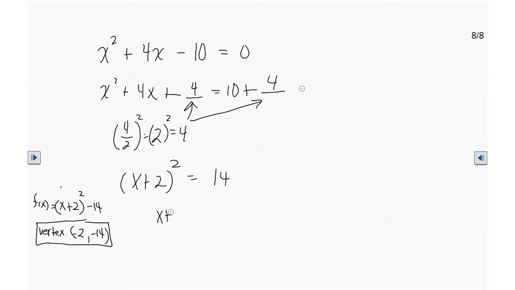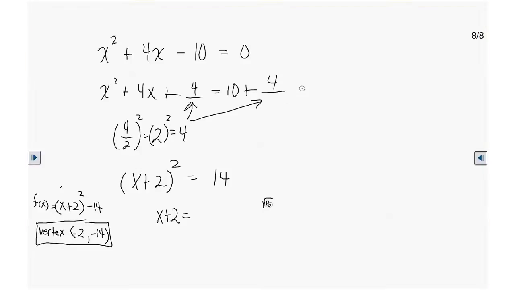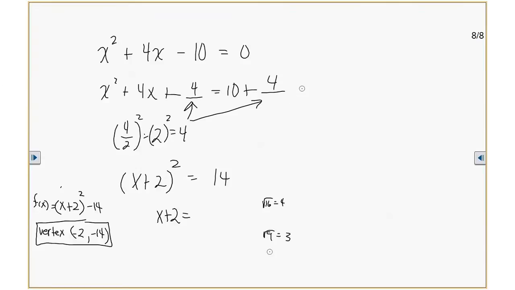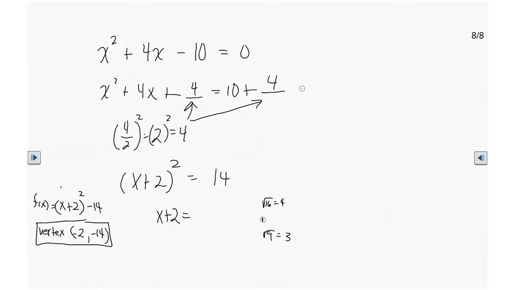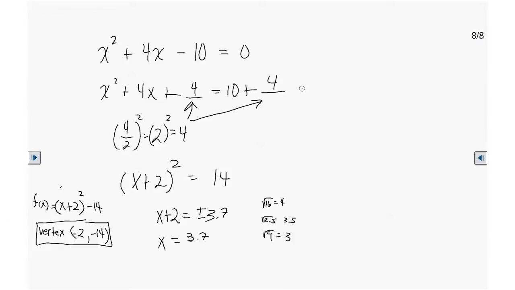X plus 2 is equal to the square root of 14. Well, the square root of 16 is what? 4. Square root of 9 is 3. So 9 to 16 is 7. Half of 7 is 3.5. Square root of 12.5 is 3.5. So 13 to 16 is 3. Half of 3 is 1.5. That'd be 13.5, 3.7, 3.8. Okay. And x is equal to positive or negative 3.7 minus 2.